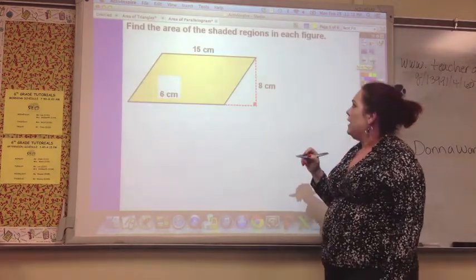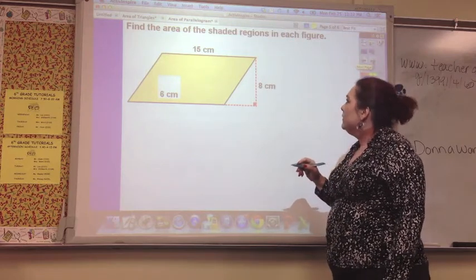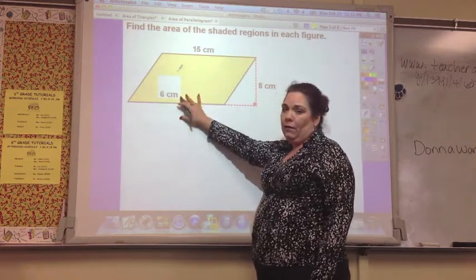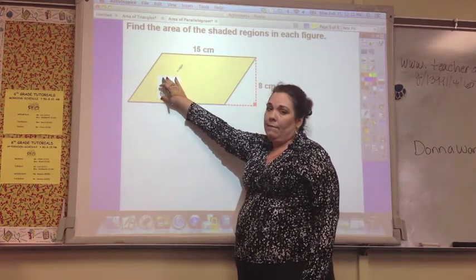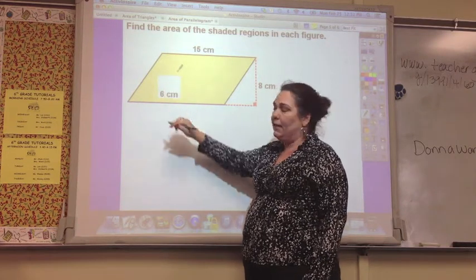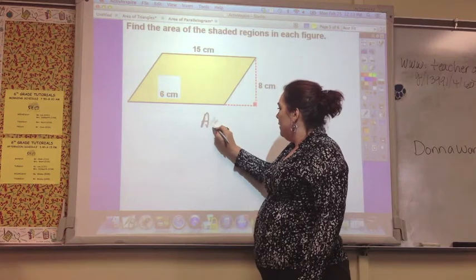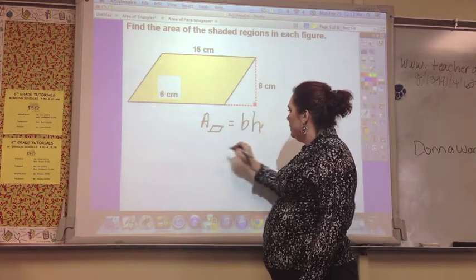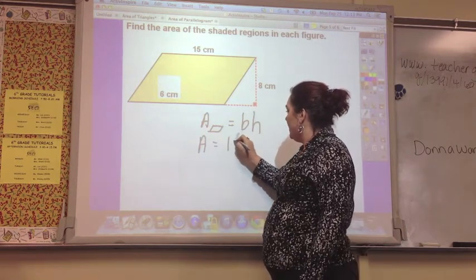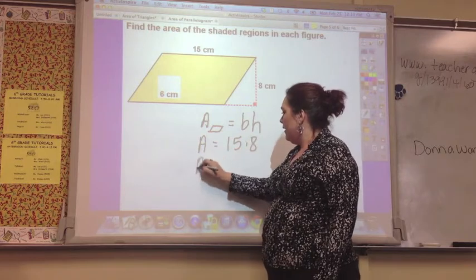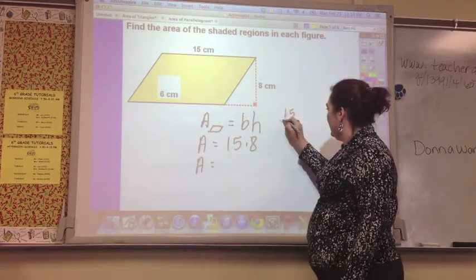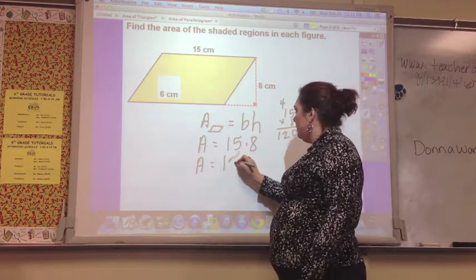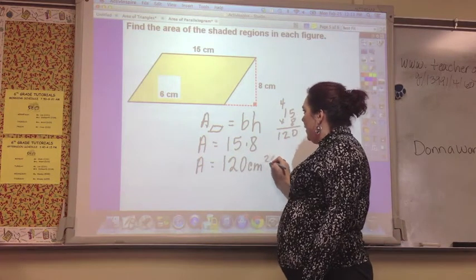Find the area of the shaded region in each figure. So for the shaded region, I want to find the area of the whole thing, but then I have to take out the area of this figure because it isn't shaded. So the area of the parallelogram equals base times height. So area equals 15 times 8. I've got to come over here, 15 times 8, 120 centimeters squared.